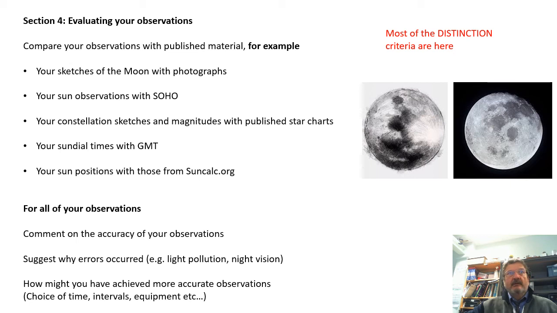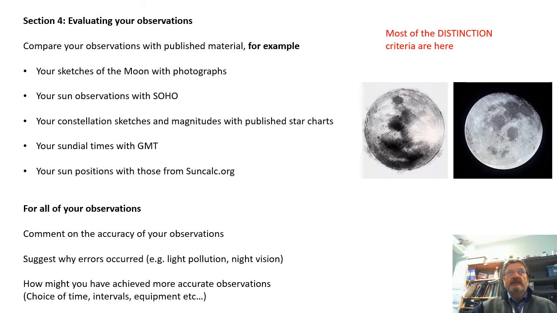Okay, so for all of your observations, comment on the accuracy of the observations, suggest why errors occurred. For example, light pollution, that would affect how many stars you can see. Not letting your eyes get used to the dark, so night vision. A couple of examples, there's lots more.